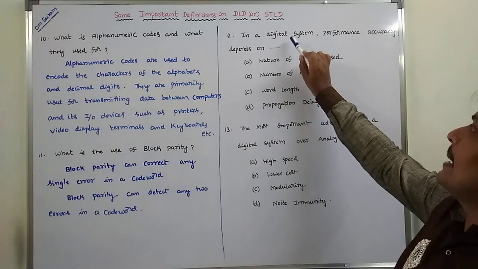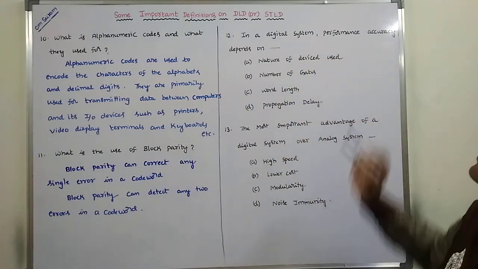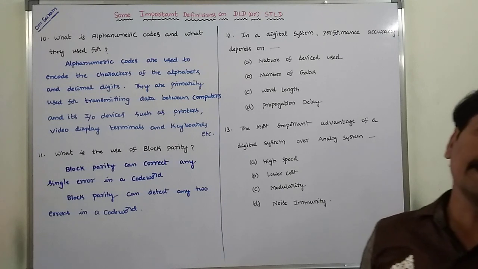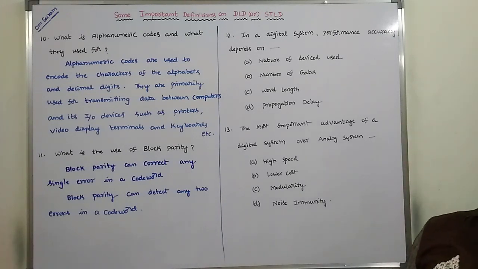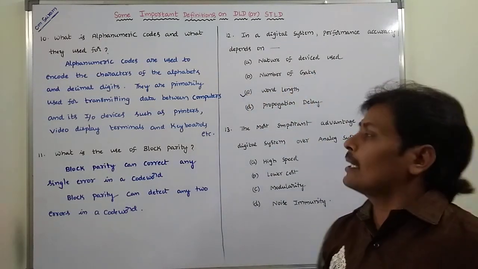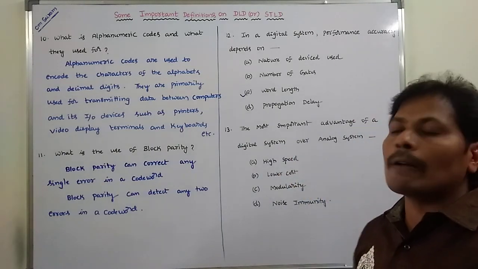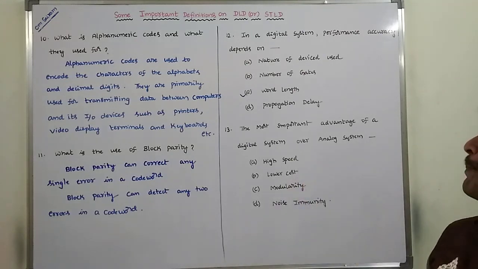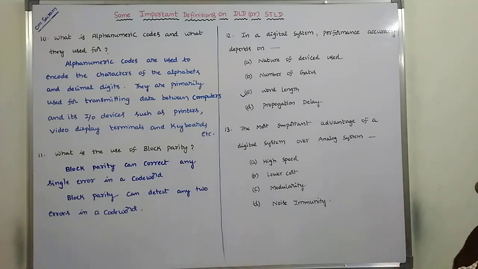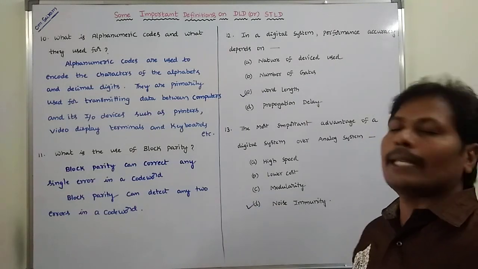Next one. In a digital system, performance accuracy depends on the nature of the devices used, number of gates, word length and propagation delay. Okay, so performance accuracy depends on the word length. Okay, next one. The most important advantage of digital system over analog system is option A, high speed, option B, lower cost, option C, modularity, option D, noise immunity. The most important advantage is noise immunity.